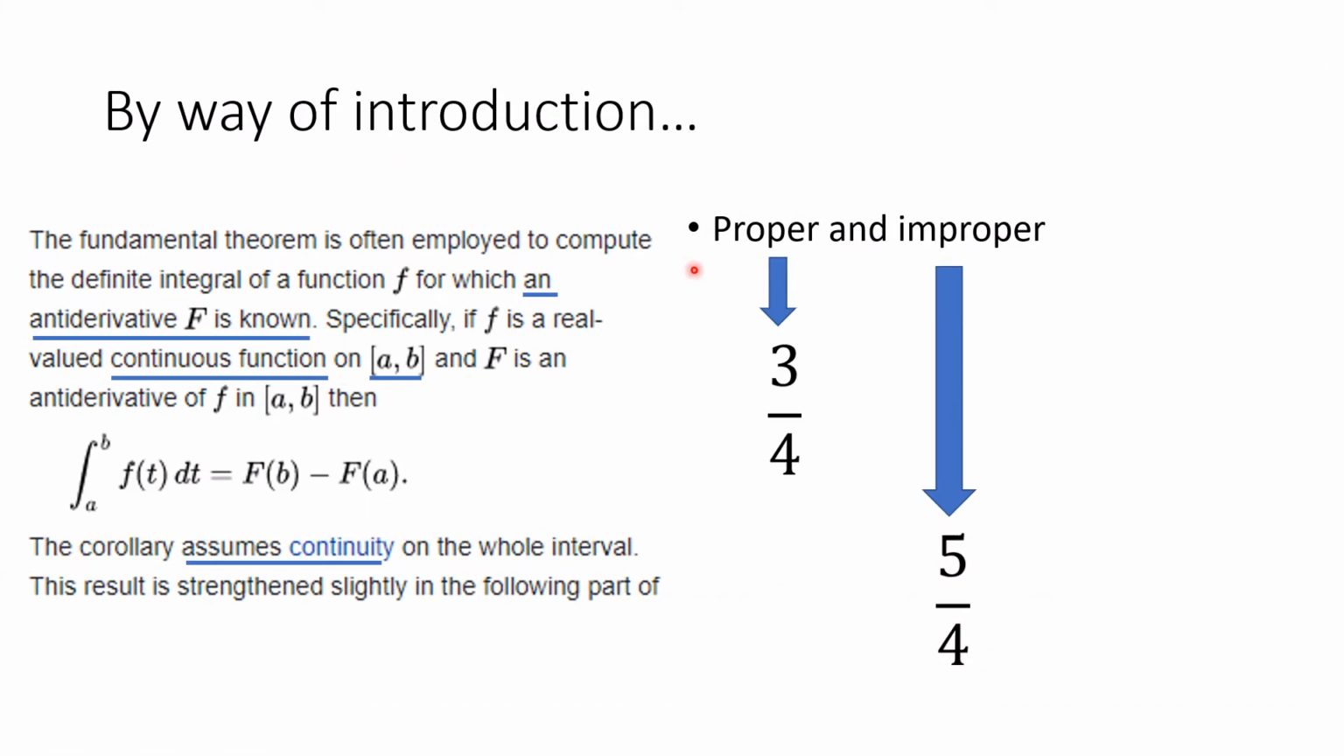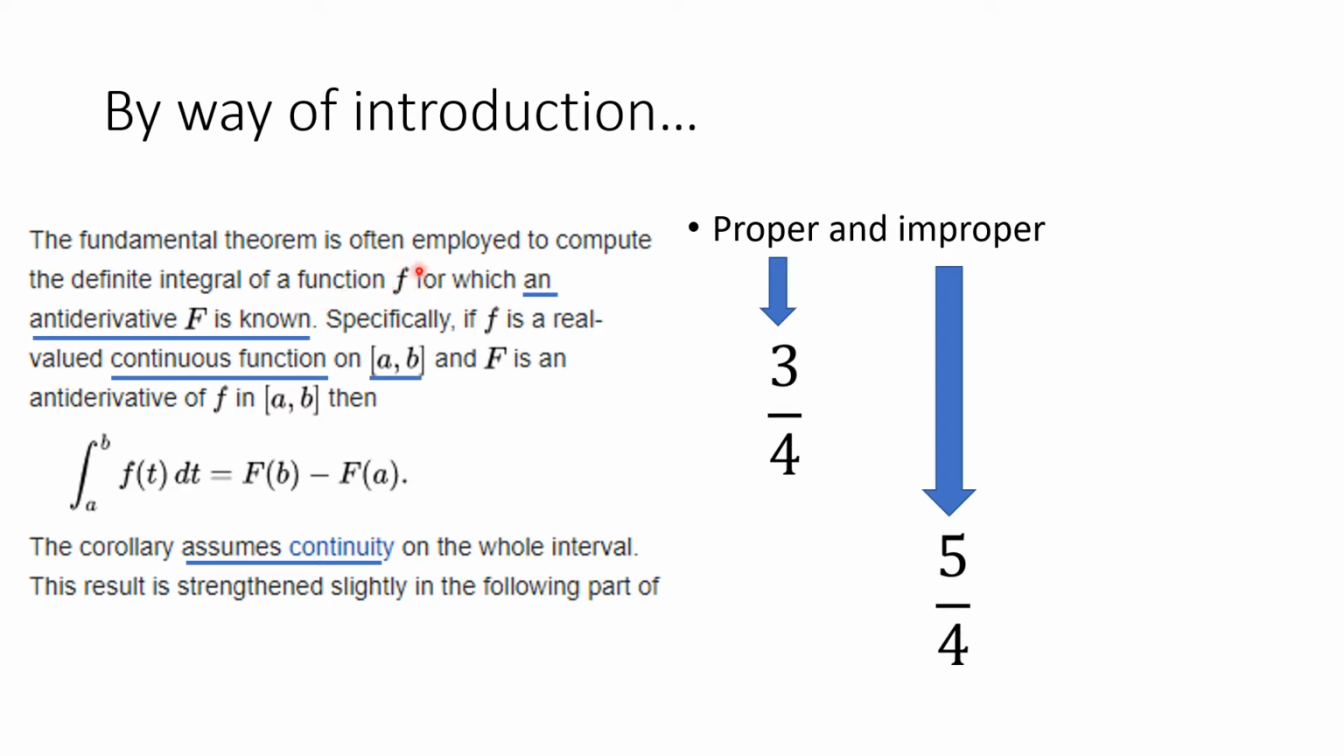By way of introduction, you recall from your arithmetic that we had things called proper fractions, and proper fractions were fractions like 3 over 4, where the numerator was smaller than the denominator. We also had things that we called improper fractions, where the numerator was larger than the denominator. Now, that didn't mean that these were good and these were bad. They were just different representations, and perhaps that's an unfortunate choice of words. Same thing happens with integrals and definite integrals.